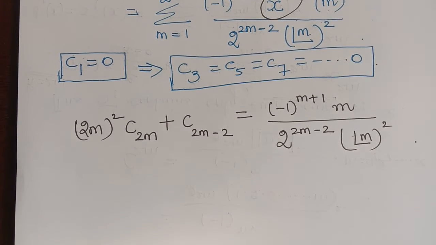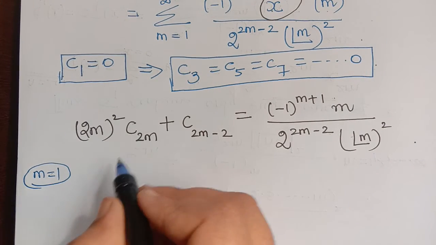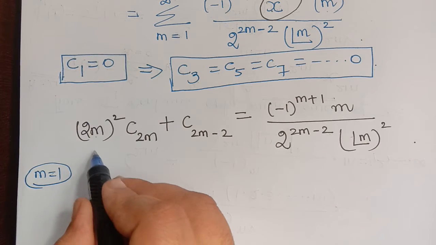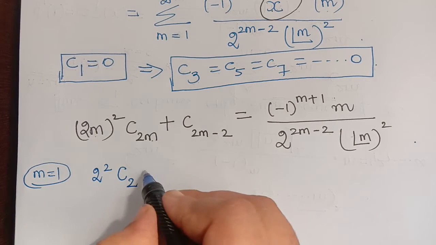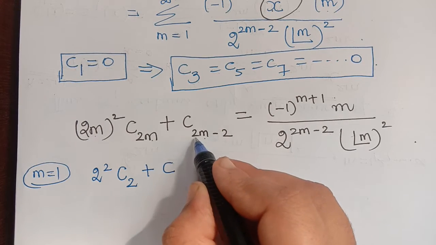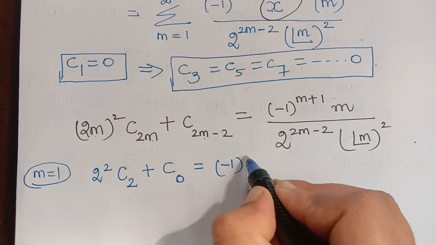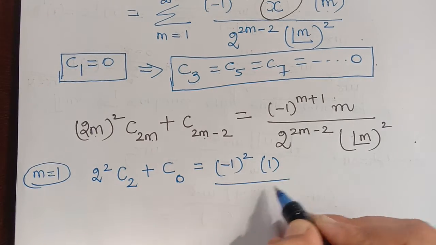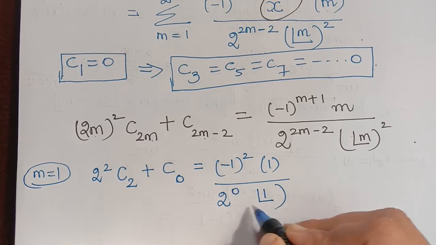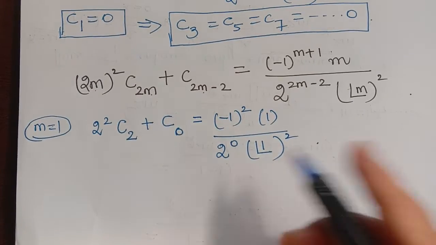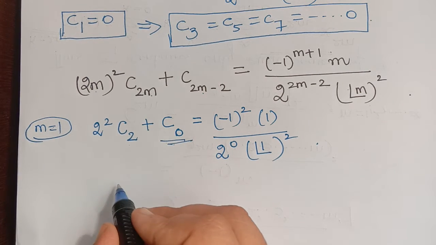Now in this recurrence relation we will find what happens when m is equal to 1. We get 2 squared, and when m is 1 this will be c2, plus c_(2-2), which is c naught, equal to (-1)^2 times 1 divided by 2^(2-2) (1!)^2. So c naught is already equal to 0, as we previously took.